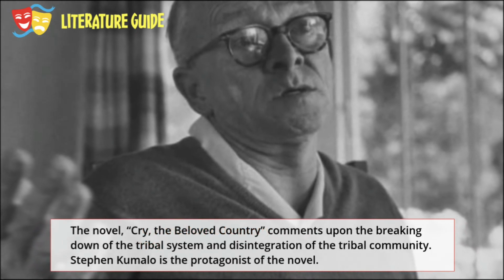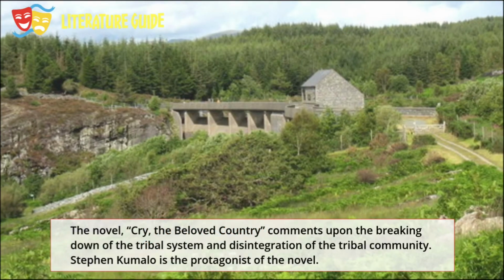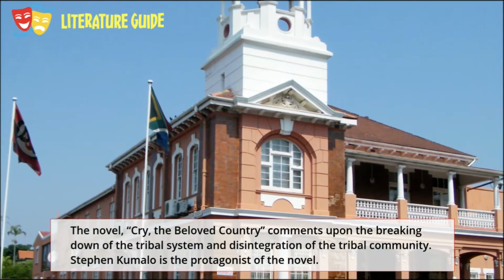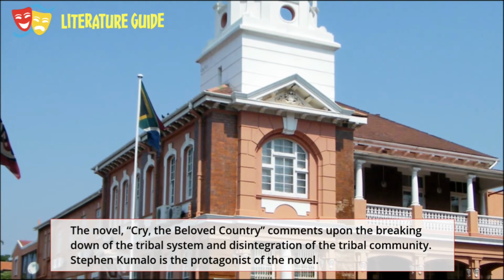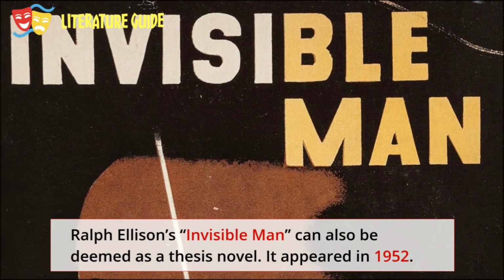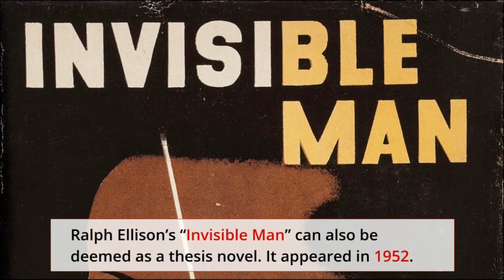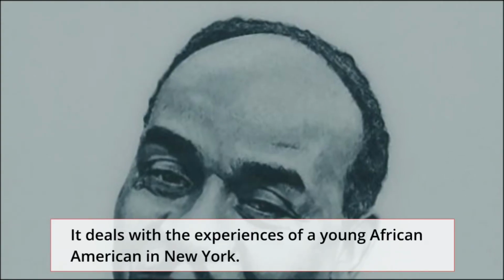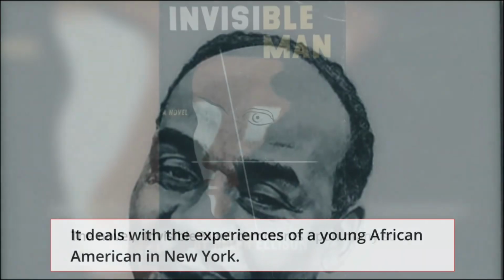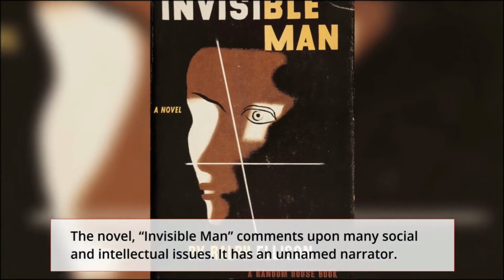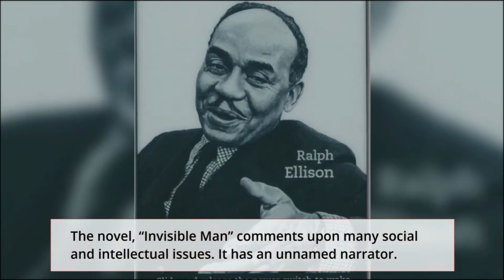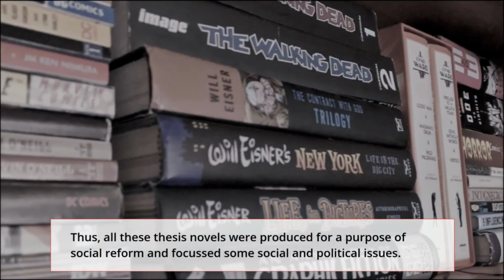The novel Cry, The Beloved Country comments upon the breaking down of the tribal system and disintegration of the tribal community. Stephen Khumalo is the protagonist of the novel. Ralph Ellison's Invisible Man can also be deemed a thesis novel. It appeared in 1952. It deals with the experiences of a young African American in New York. The novel comments upon many social and intellectual issues. It has an unnamed narrator.